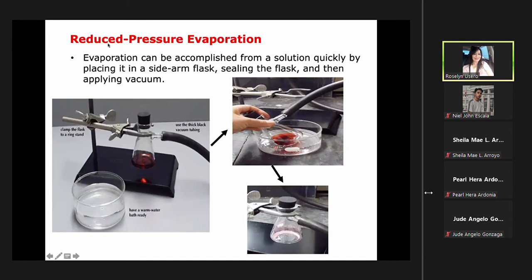Now we also have a reduced pressure evaporation, which uses a vacuum pump. Evaporation can be accomplished from a solution quickly by placing it in a sidearm flask, sealing the flask with a rubber stopper and applying vacuum. Thick black tube, vacuum tubing. This is the setup, with a sidearm flask, which has a connection at the joint.